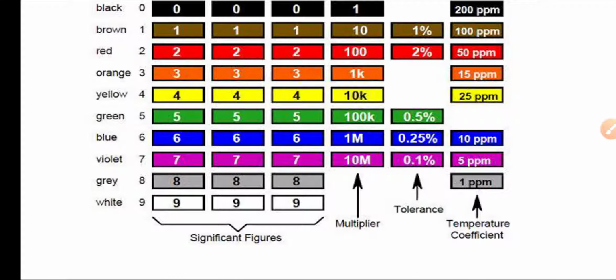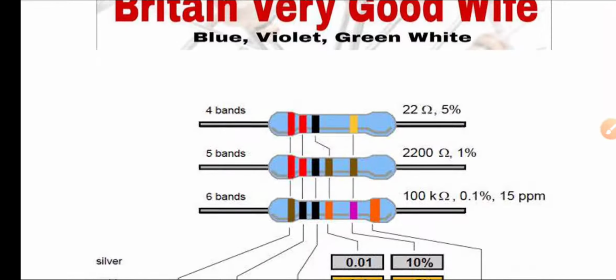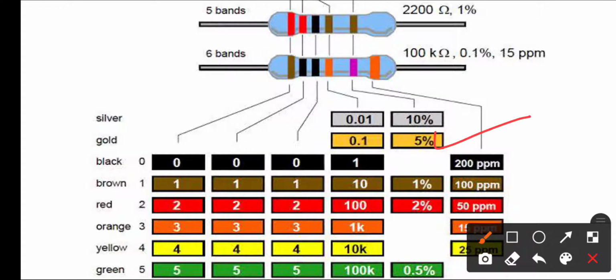Where the tolerance is, just see here, we have a 5% tolerance. Okay guys, it is a 5% tolerance. If we have not been given any tolerance, the default value of the tolerance is taken as plus minus 20%.